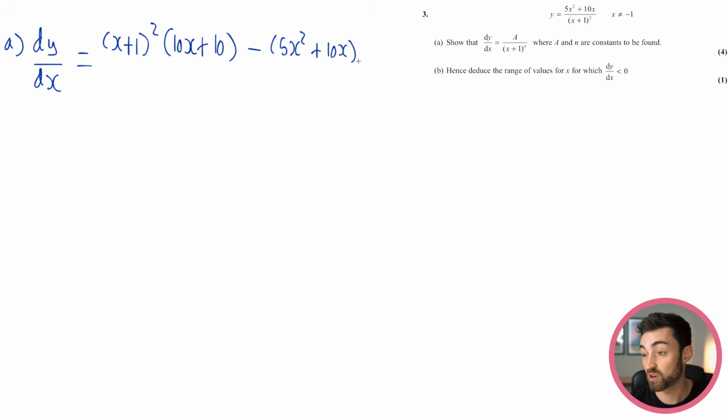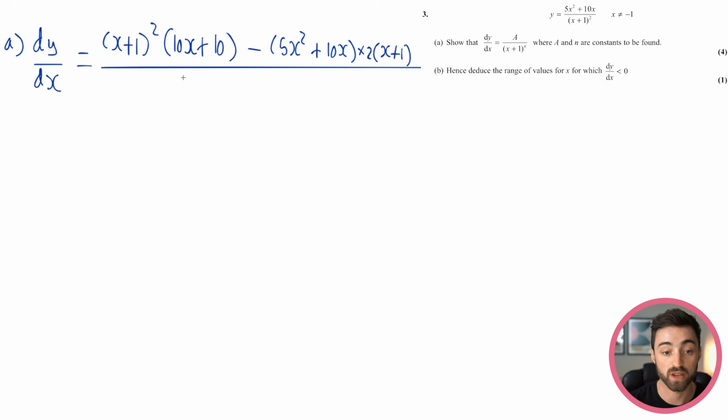So the derivative of the bottom, we're going to use the chain rule, and it's going to be 2 times x plus 1. Easy as, right? All of that is going to be over the bottom squared. So that's going to be x plus 1 to the power 4. Right. So be careful here.